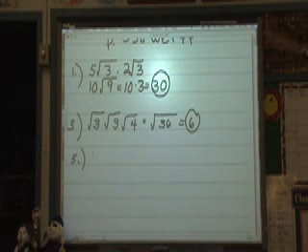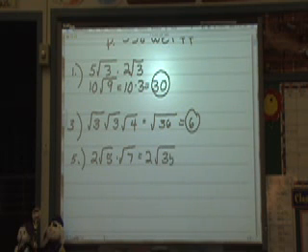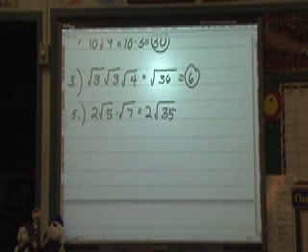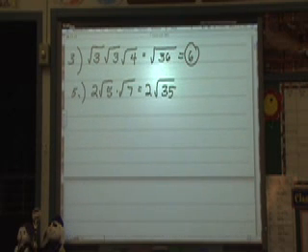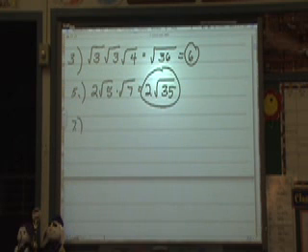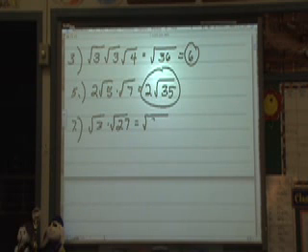Number 5, 2 radical 5 times radical 7, which equals what, Vincent? 2 times radical 35. Is there a perfect square in 35? No, so we're done. Number 7, square root of 3 times the square root of 27. Steffi? It's the square root of 81, which is 9. Good.